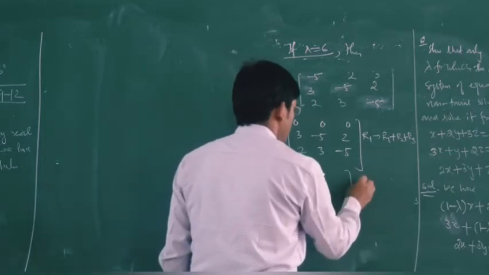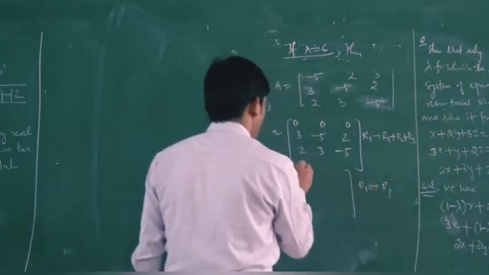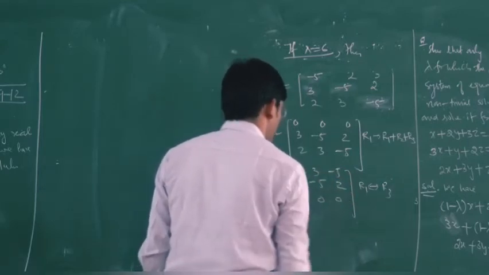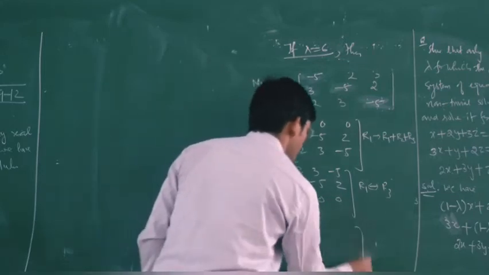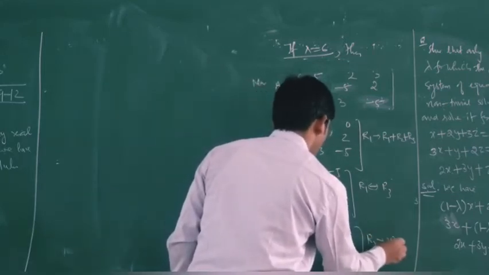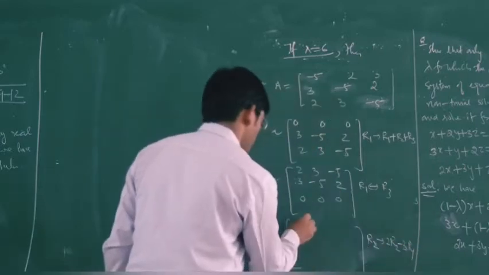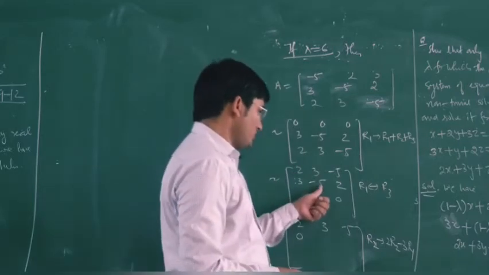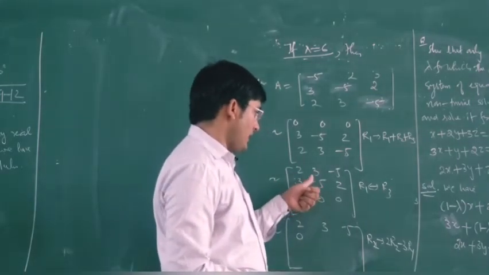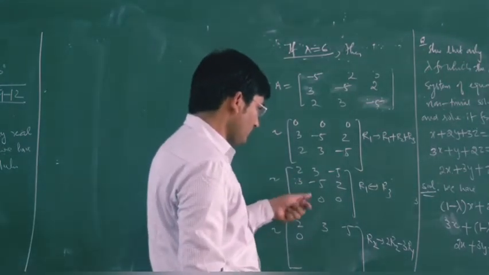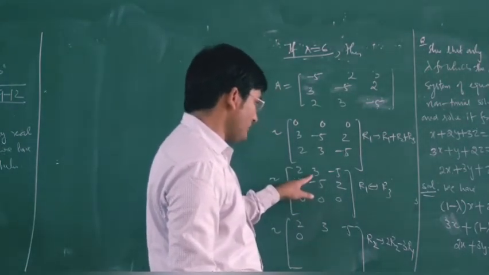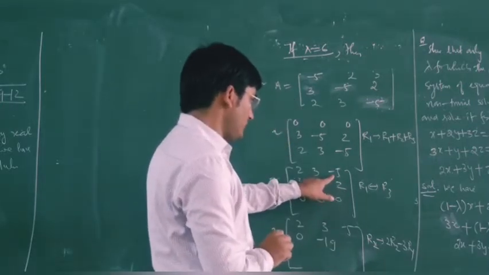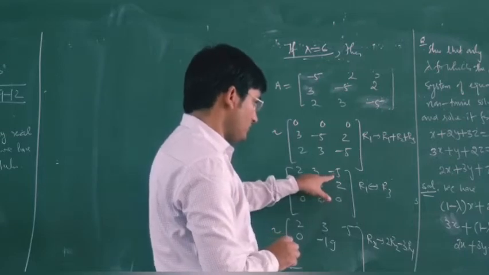Then interchanging R1 and R3, we have 2, 3, minus 5; 3, minus 5, 2; and 0, 0, 0. Then let us have the operation R2 goes to 2 times R2 minus 3 times R1. So we will have 3, 2, 3, minus 5. So this is your 0. Now this will be your minus 10 and then minus 9. So we have minus 19 here. Then this will be 4 and this will be plus 15. So this is plus 19.